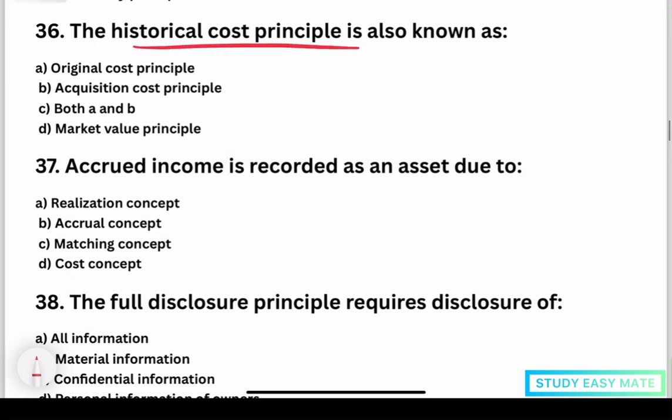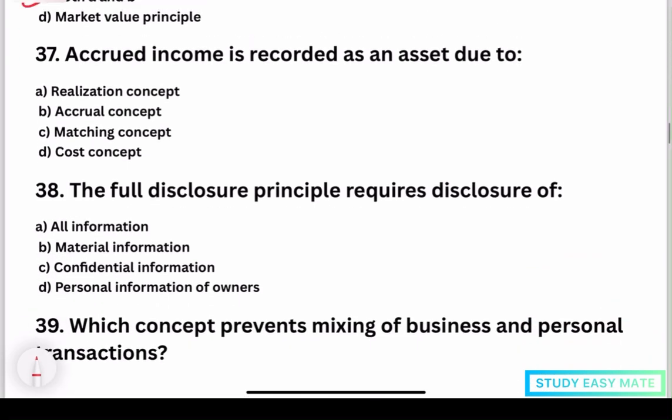The historical cost principle is also known as option C, both A and B, original cost principle or acquisition cost principle, because all these terms refer to the same concept of recording transactions at the cost at their time of acquisition. 37.